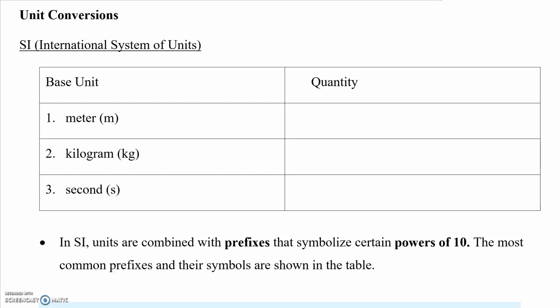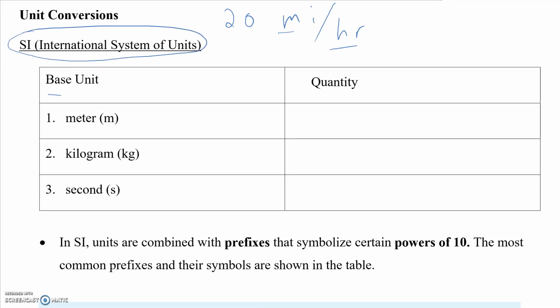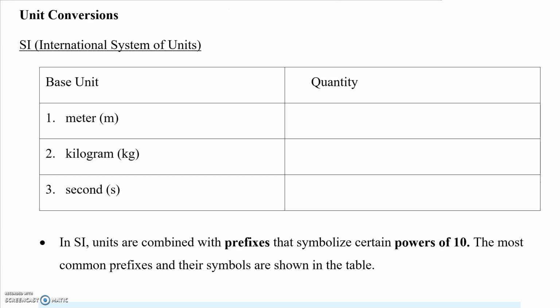So we've already talked about conversions, but first I just want to give you a couple of examples of what we call base units. Base units are the ones that are fundamental. They are not derived from anything else. So if I say that I'm traveling at 20 miles per hour, well, this unit is derived from miles and hours. But in England, or with the SI system, we don't use miles, we use meters. And we don't use hours, we use seconds. And those are the base units which are not derived from anything else.